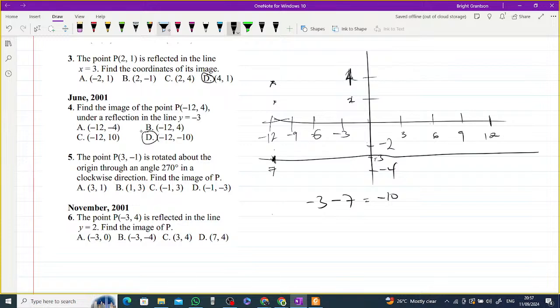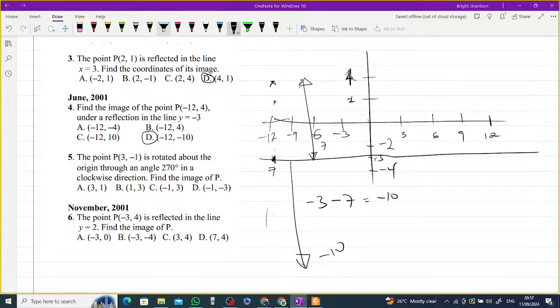Please, do you understand? Yes, sir. Because over here at y equals negative 3, you'll be going downwards 7 times, because the distance between here and here is 7. Then you go down again 7 times. So from negative 3 minus 7, you're going to get negative 10. And that will be the image.